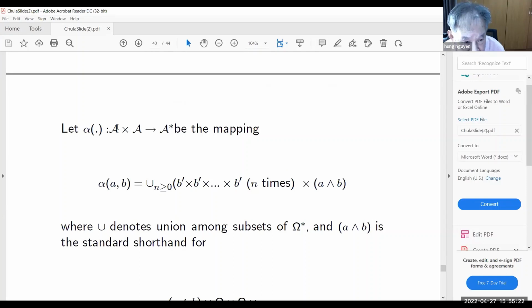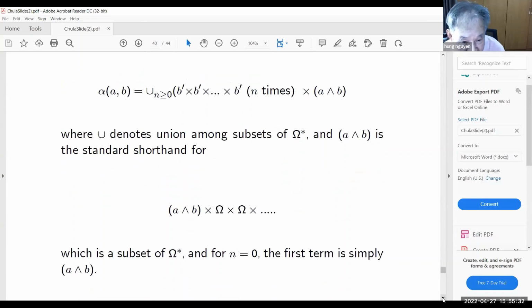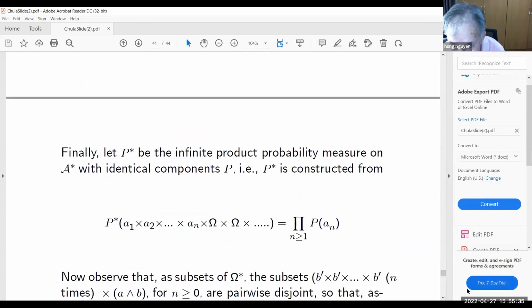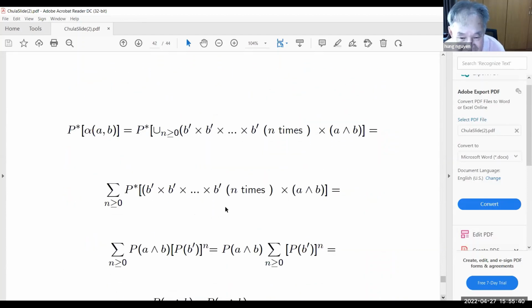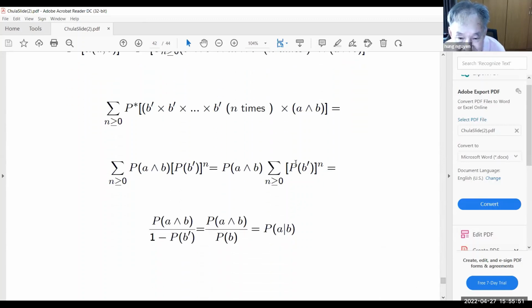Then define a map from A cross A into the infinite space by a formula. It's very funny, I leave it there for you to check. But if you compute the probability of that, you get a geometric series, a geometric summation of something right to the end. And you know what it is? This one is equal to 1 over 1 minus the quantity P prime, and you can read that it is precisely the conditional probability.